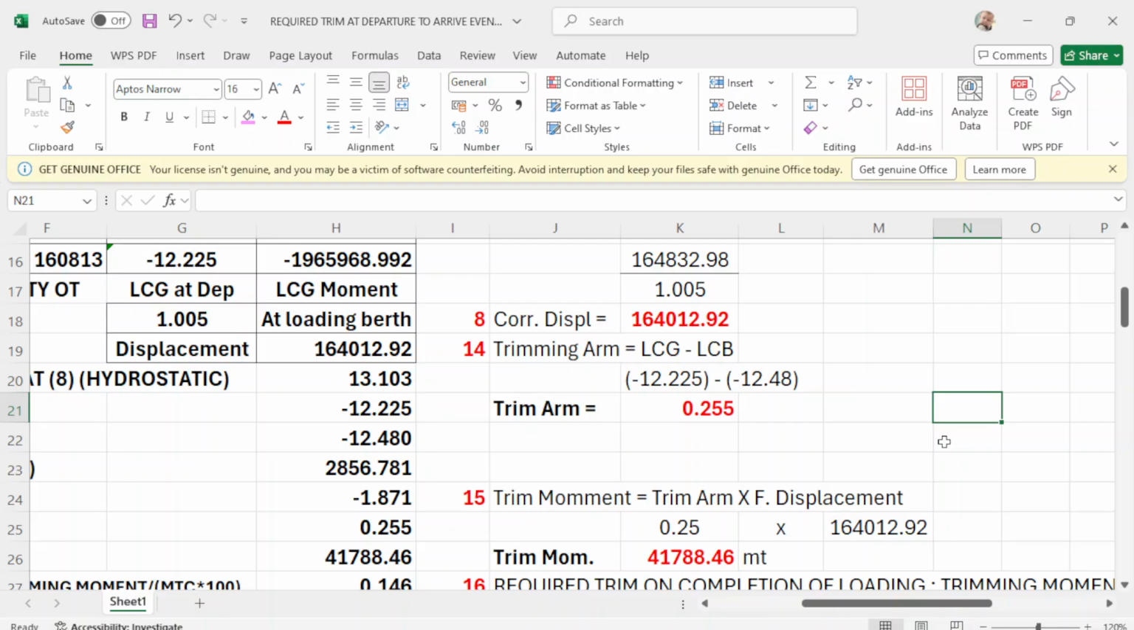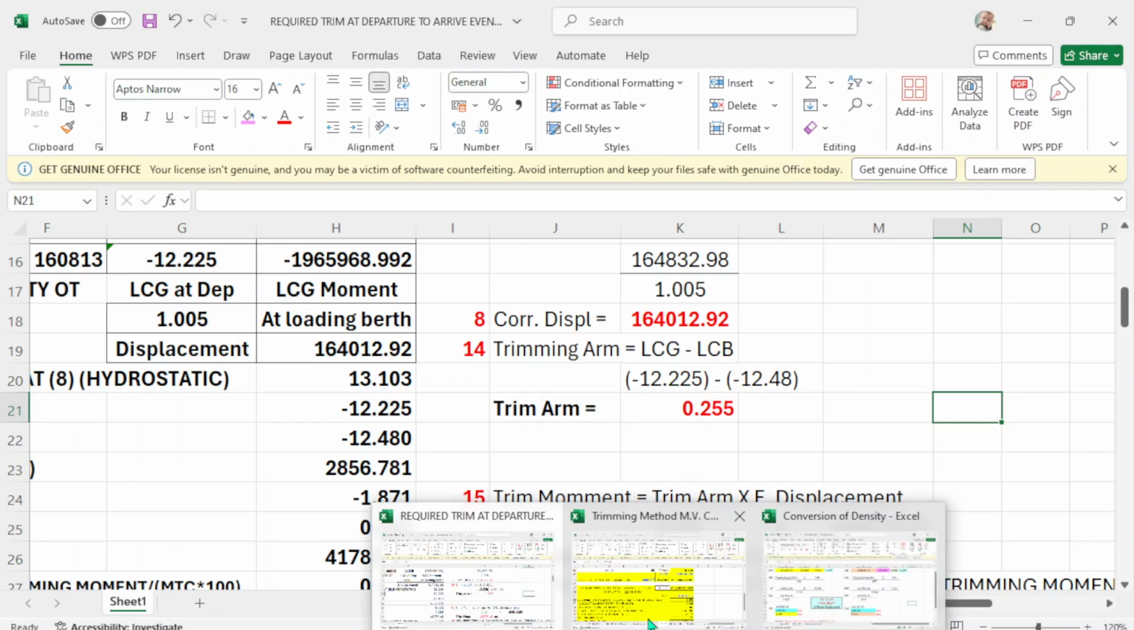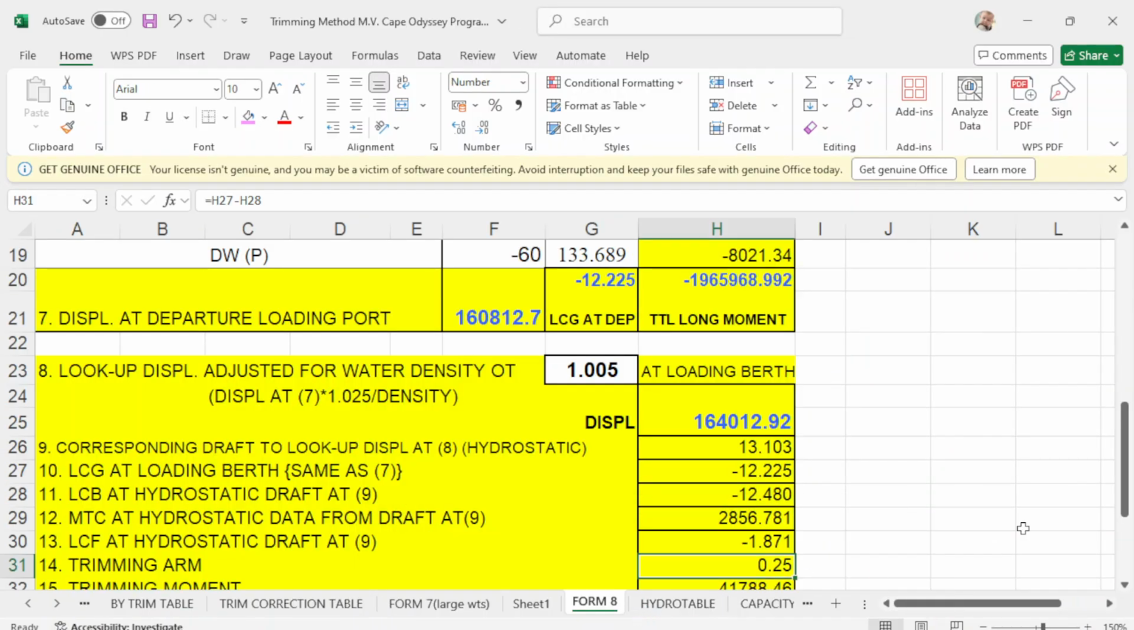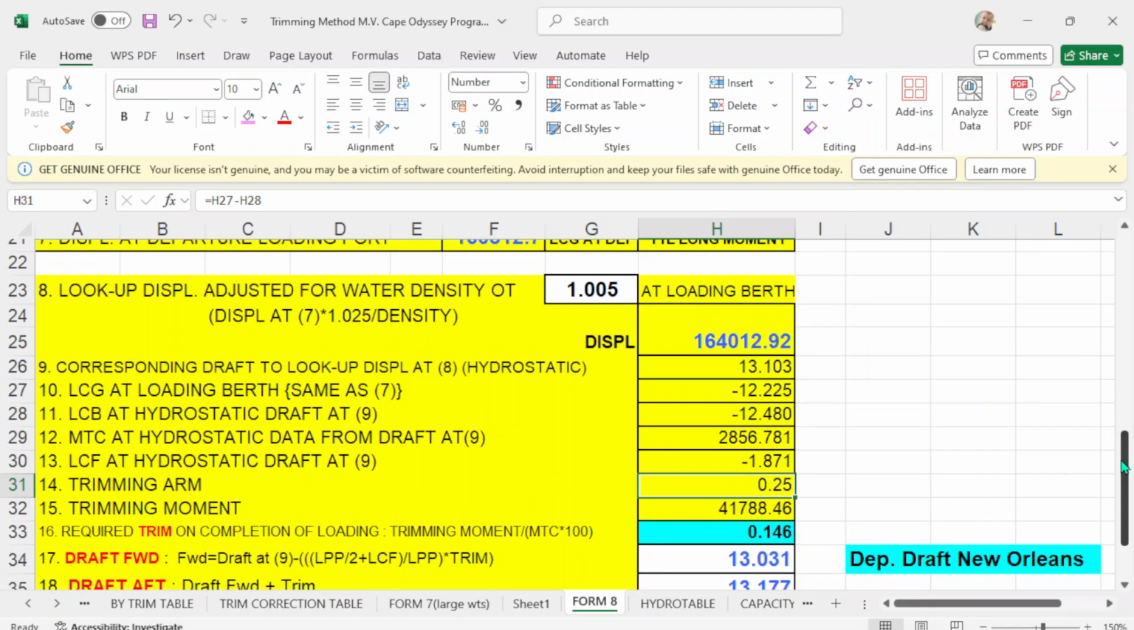Negative 12.225 minus negative 12.48, that will be 0.25. Okay, 0.25, that will be this one.